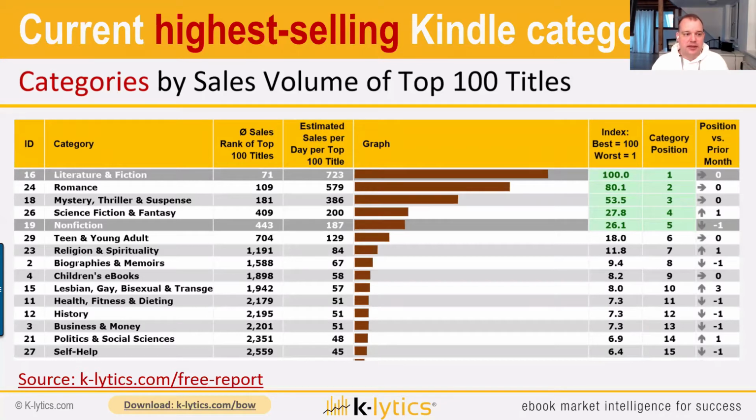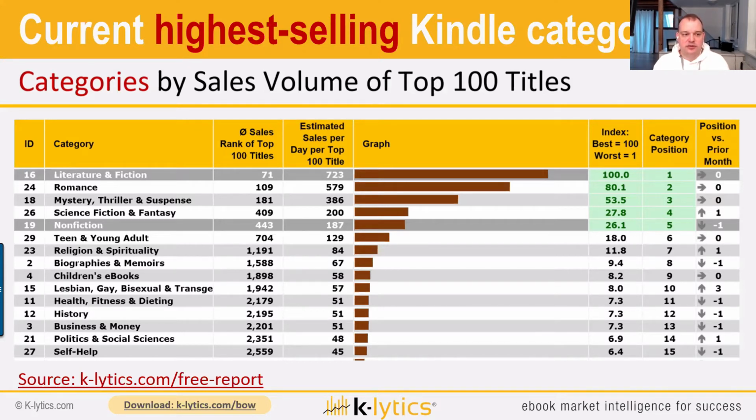Then you have the big umbrella category, nonfiction, which breaks down into thousands of niches. Then you have teen and young adult. And then you already see, we earlier said religion and spirituality is the biggest single genre when it comes to the book supply. But look here, it's by far not the single biggest genre when it comes to the book demand. And this is where you start getting this mismatch.